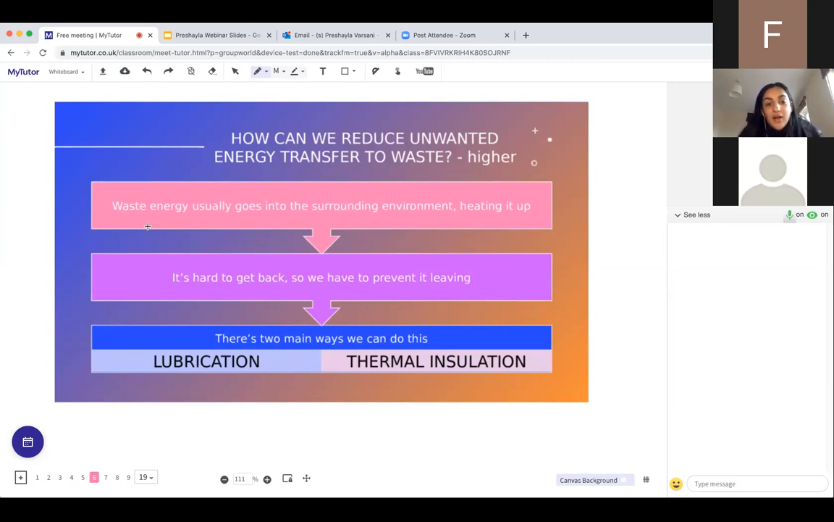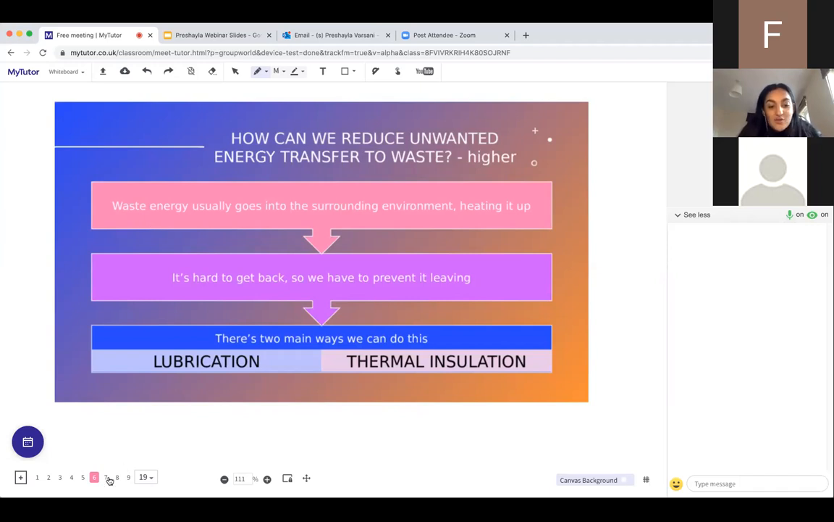So, for example, in a light bulb, it's obviously being lit up, but it's heating up at the same time, and that heat is dissipated into the surrounding environment. Not useful, and is lost as waste. It's hard to get back from the surrounding environment, so we have to prevent it leaving in the first place. How do we prevent it leaving in the first place? Well, there's two main ways that we do this. The first is lubrication, and the second is thermal insulation.